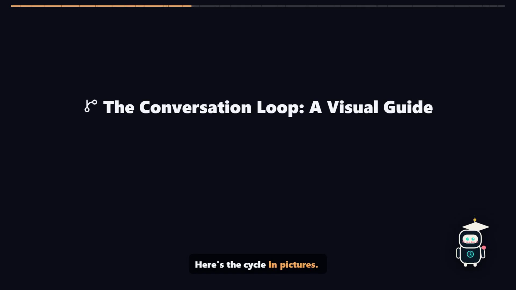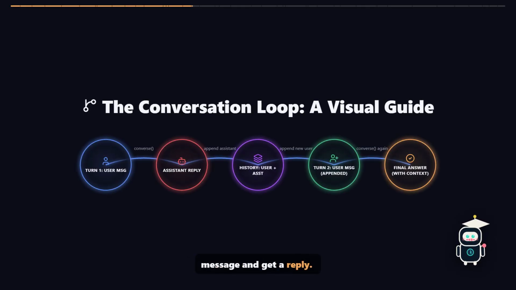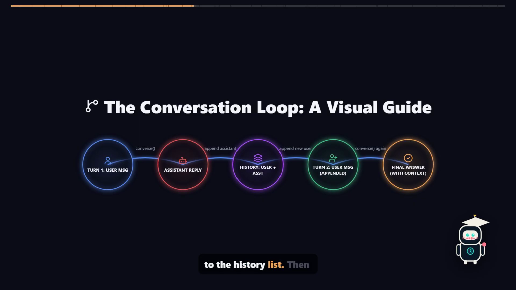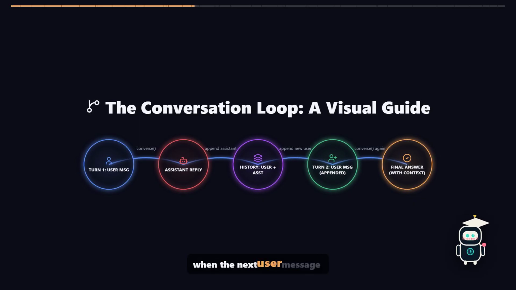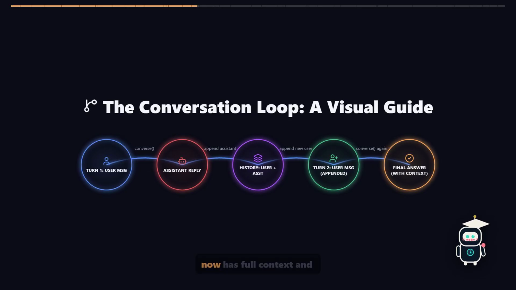Here's the cycle in pictures. Start with just a user message and get a reply. Immediately append that assistant reply to the history list. Then when the next user message comes in, you add it and call Converse again, passing the complete history. The model now has full context and can reason across turns. This is the foundation of every useful chatbot.